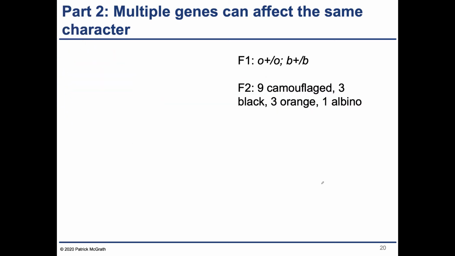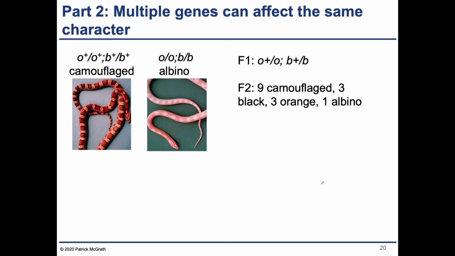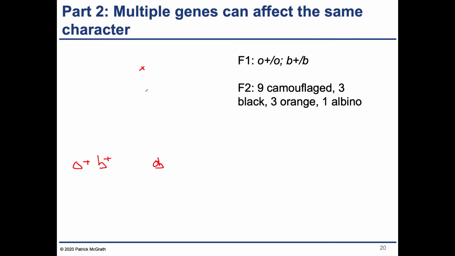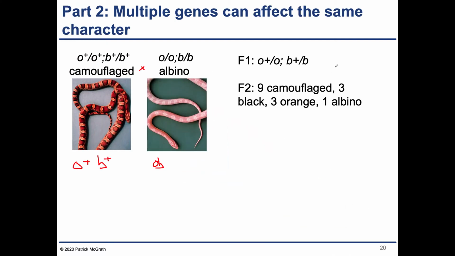So let's say we did a cross between camouflaged and albino snakes, and they bred true. So again, this can only produce 1 type of gamete, O plus, B plus, and OB. And so what happens if we do an intercross between these? So first, the F1 will have to be heterozygote. It'll be O plus O, B plus B. So all of the F1 will be the camouflaged snakes.